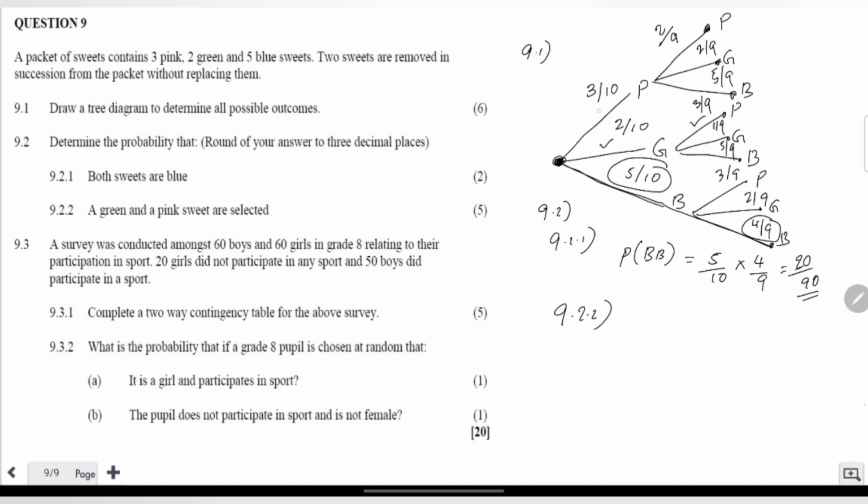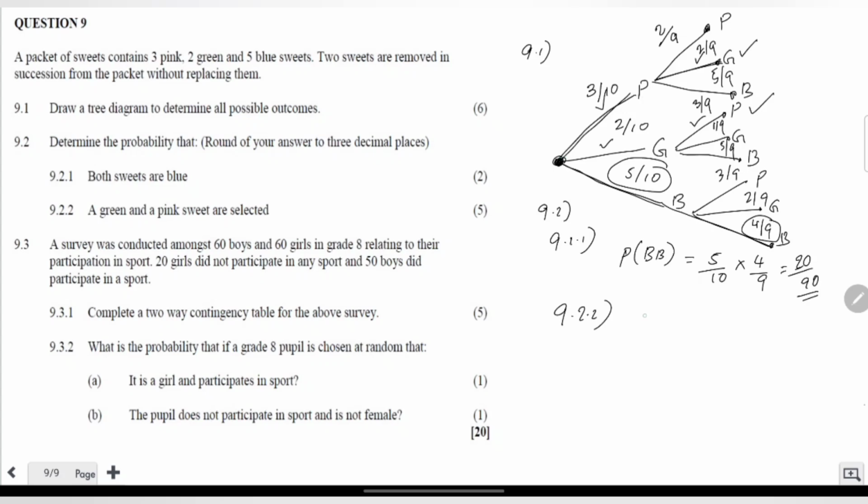Pink and green, you also have to consider. Is it clear? So two combinations are there. So it is going to end here. This branch you have to select, and this branch also. So between branches means you have to add it. So along the branch, that is P and G, what is that?